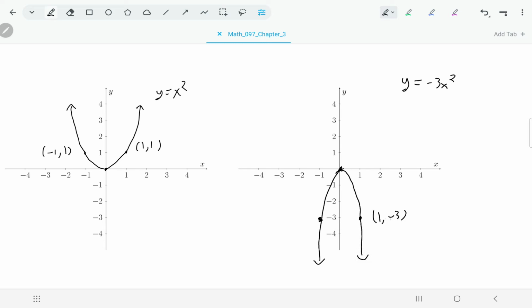And I just need to label those points, and then we're finished.